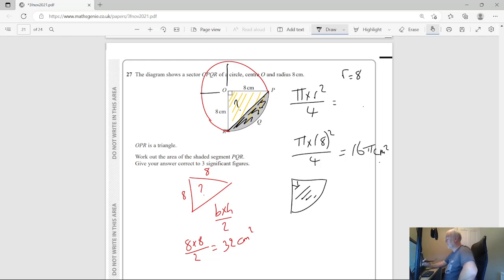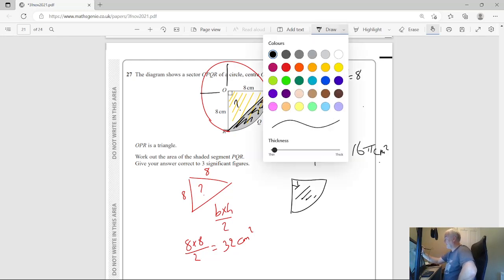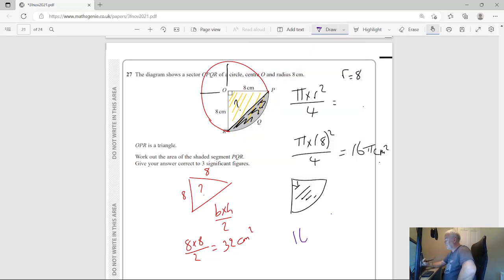So I'm going to take the two away from each other. So I will end up with 16 pi take away 32 equals. So that's what I put into the calculator: 16 pi take away 32 equals.